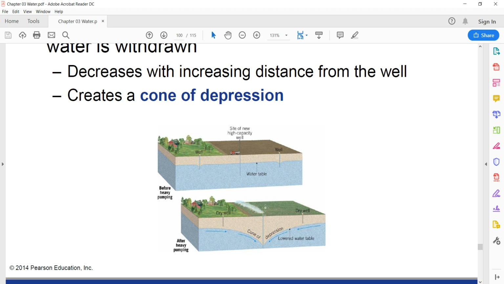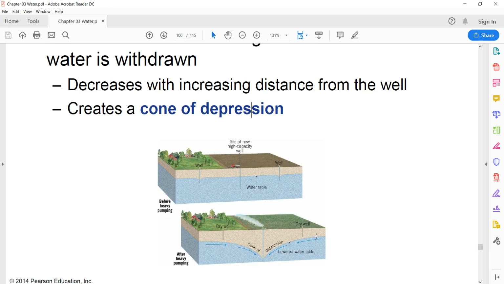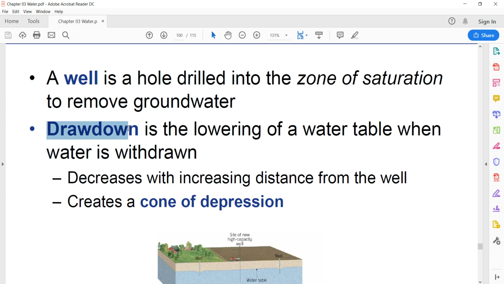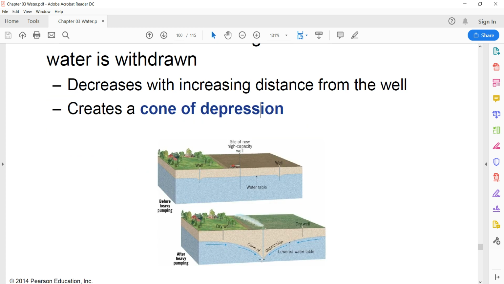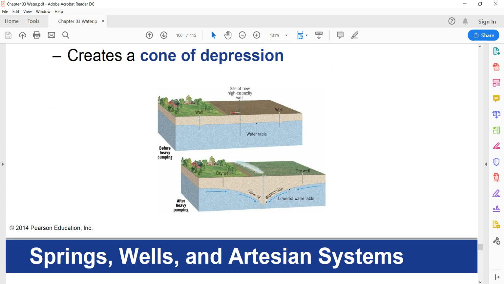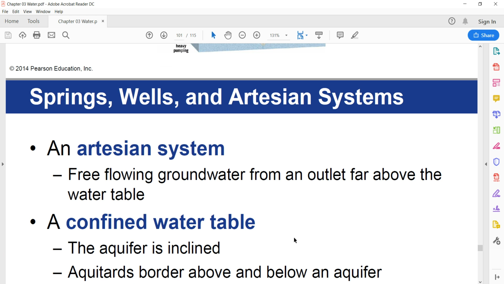So if this is your pumping well and you're drawing water out, that will create this cone of depression, and this drop in water table around the pumping well is called drawdown, the drop in the water table. Okay, so these two terms, I want you to know: drawdown and cone of depression. Cone of depression is the zone created around the pumping well during the pumping, and drawdown is the drop in water table due to pumping around the pumping well.